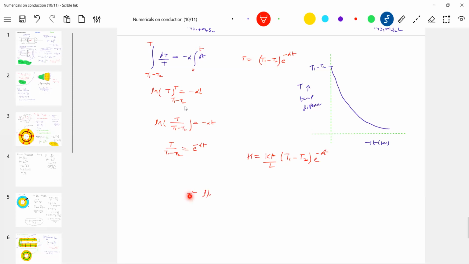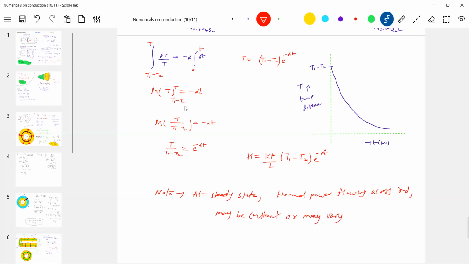Note: at steady state, thermal power flowing across the rod may be constant or may vary with time. So steady state doesn't mean that H must be constant.